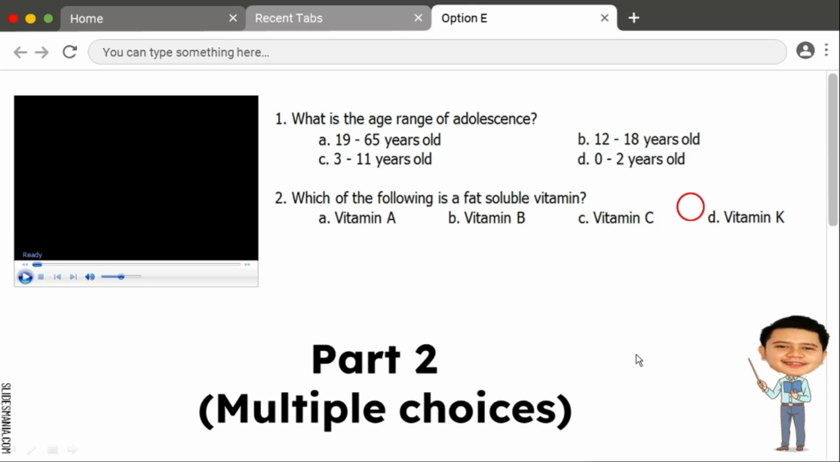Alright, this is letter B, okay? It's 12 to 18 years old. Sorry for the red circle, okay? Next, number 2. Which of the following is a fat-soluble vitamin? Is it A, vitamin A, B, vitamin B, C, vitamin C, or D, vitamin K? 10 seconds starts now.